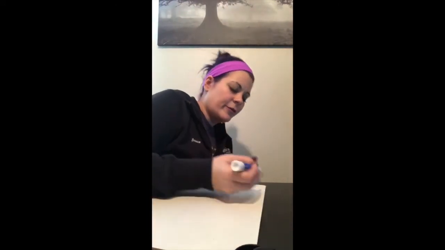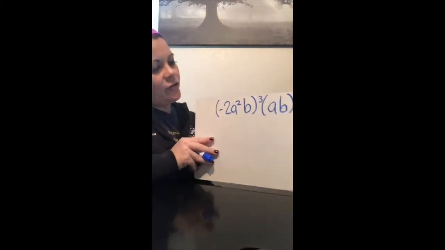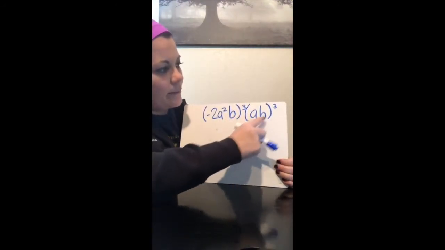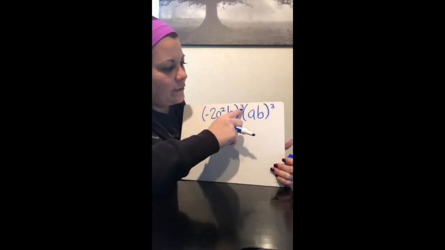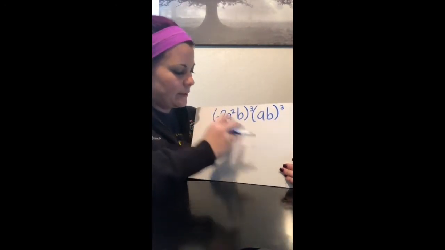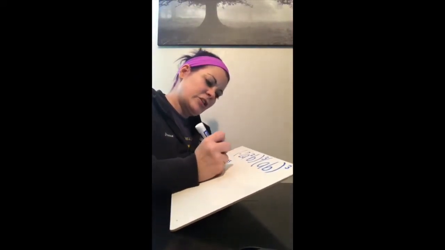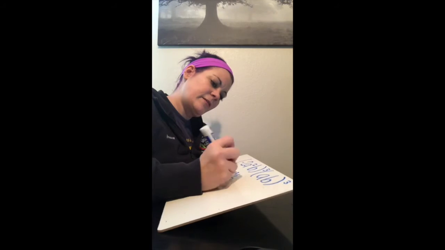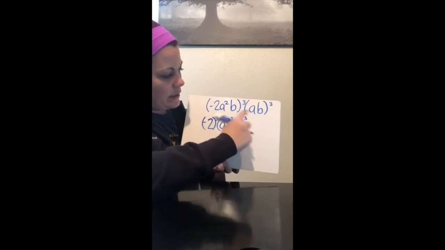I'm going to do one bonus problem just so you know it. So we have negative 2a squared b, all raised to the third power, times ab raised to the third power. In this case, you're going to distribute that exponent to everything within the parentheses. So here, I'm going to distribute that 3 to the negative 2. So it'd be negative 2 to the third power. I'm going to distribute it to that a, so a squared to the third power. And I'm going to distribute it to that b, so b to the third power. So I distributed that 3 to everything in the parentheses.